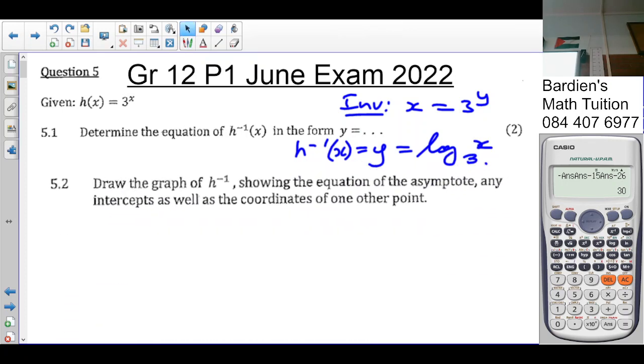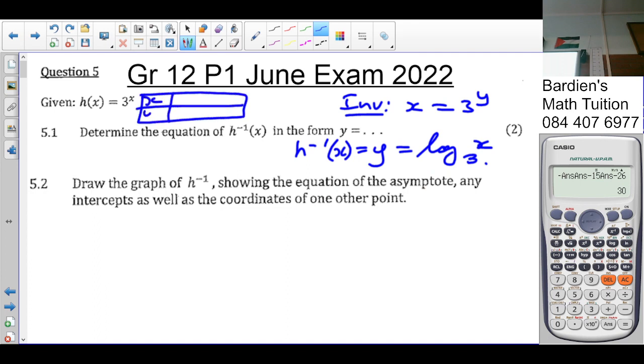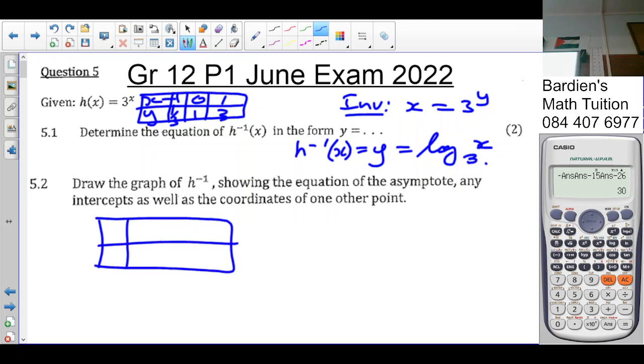The next question says, draw the graph of the inverse showing the equation of the asymptotes and the intercept as well as the coordinates of one other point. So when we draw the exponential graph normally, it's easier to just reflect it from there. So it's minus 1, 0, 1. So it will be a third, 1 and 3. So if I look at the inverse function, which is the log graph, it's minus 1, 0 and 1, a third, 1 and 3.